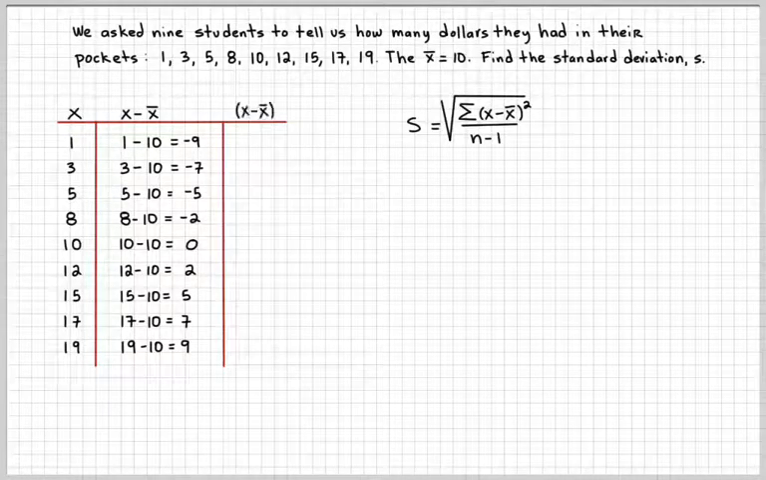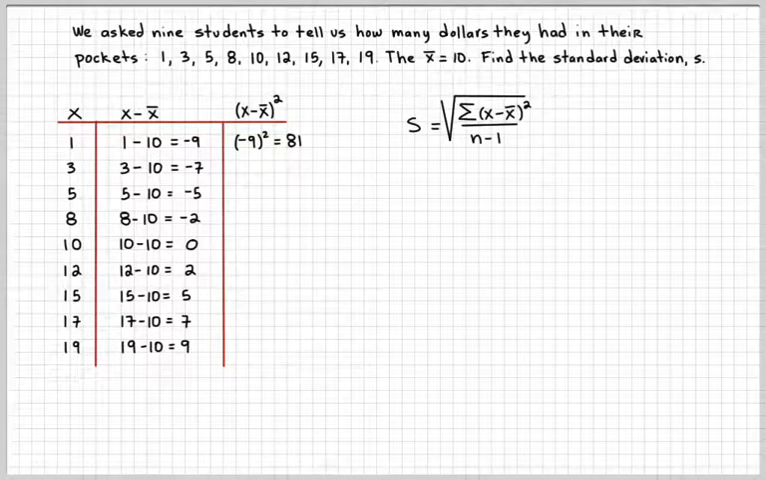All right, the next column is going to be x minus x-bar, quantity squared. We're going to take these values that we got and square them. How come? Because the formula tells us. See that? It tells us to square. So we're going to take -9 and square that, and it gives you 81.